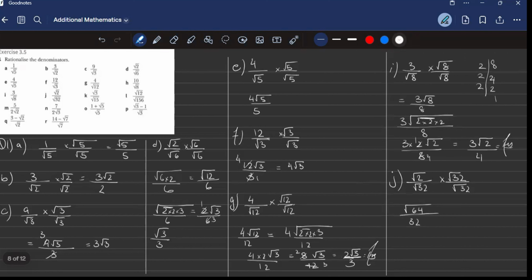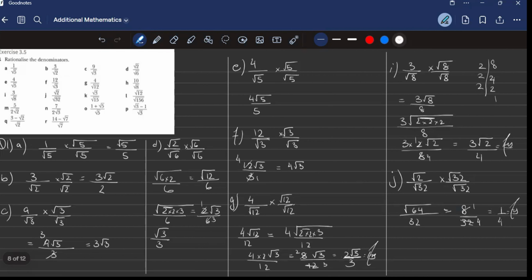So under root 64 can be further simplified. And how can that be simplified? Now think about it. You should use your mind to find out that 8 squared is equal to 64. So under root 64 is equal to 8. That's again no big deal. That's your general knowledge, and if you don't know that, please do increase your mental maths. So 8 divided by 32 would give us 8 ones are 8, 8 fours are 32. 1 over 4 would be our answer for part J.